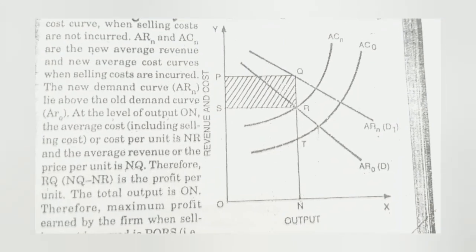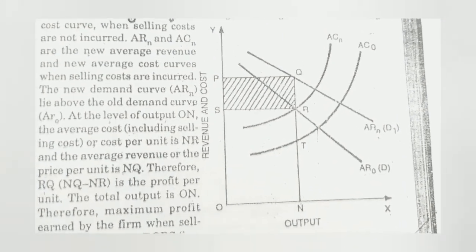The selling cost curve is a U-shaped curve like the average cost curve. This indicates that selling cost decreases with the increase in output, and after a certain level of output, the selling cost increases. So the initial stage is increasing, after some stage it is decreasing, after some stage it is increasing. This explains the price output equilibrium under selling cost.